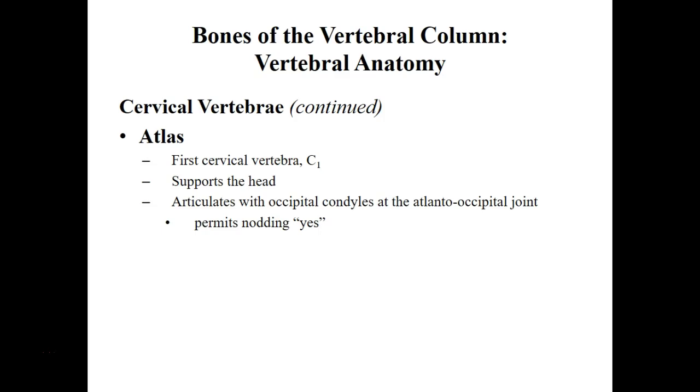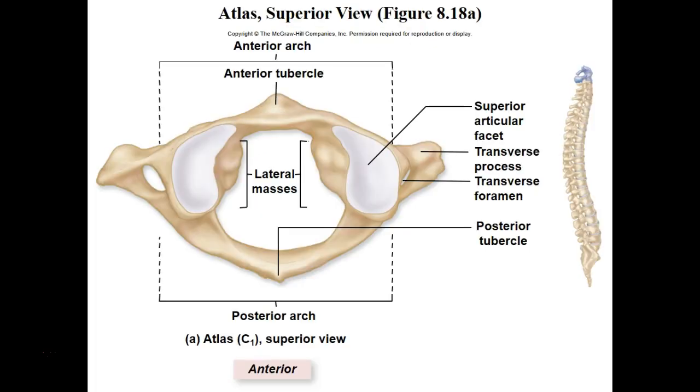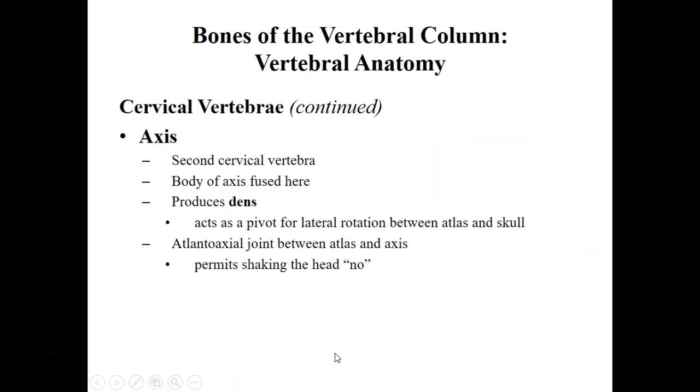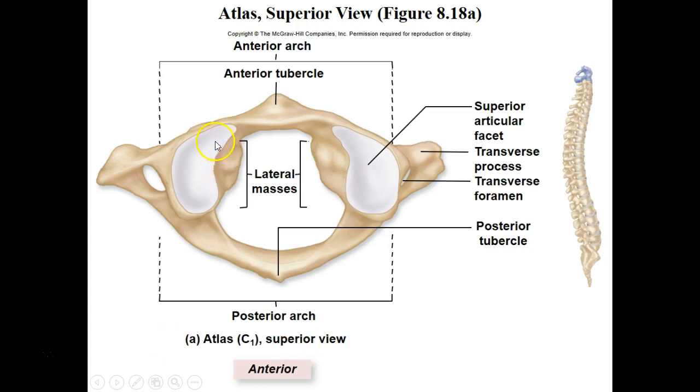The atlas, when it articulates with the occipital bone, produces a joint movement that allows us to say yes. So every time you're nodding yes, it's your atlanto-occipital joint allowing you to do that. Here's the atlas. Here's the atlas. These facets here are what articulate with the occipital bone, the occipital condyles.